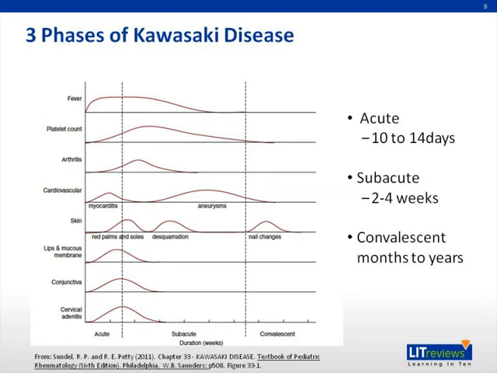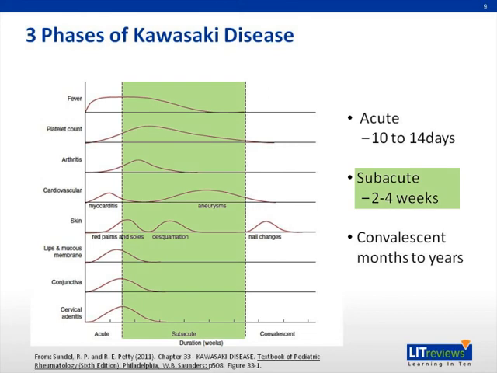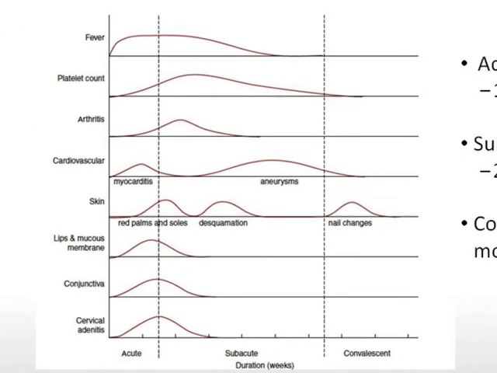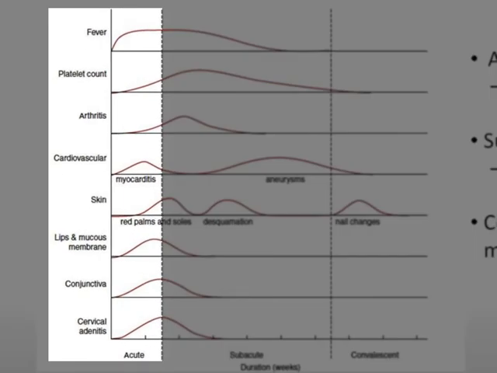There are 3 phases in Kawasaki disease: acute, which lasts about 2 weeks, subacute, lasting up to a month, and convalescent, which can last for years. This graph shows the general trends of symptom onset. As you can see, most symptoms occur during the acute phase. This is when the fever and other classic symptoms of Kawasaki manifest.